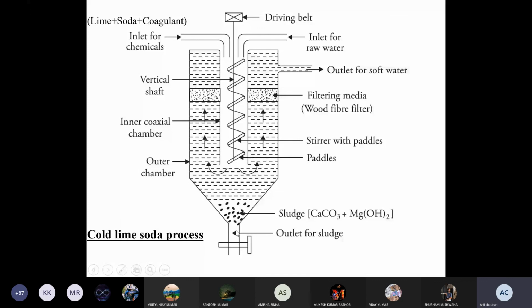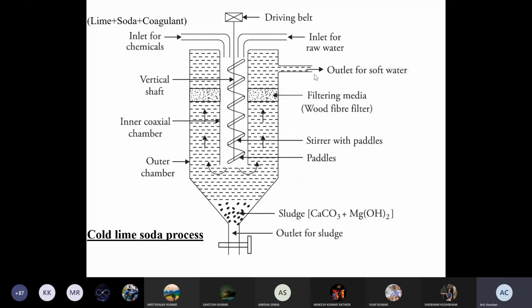Okay, then that soft water flows out of the tank with the help of the outlet for soft water. There is a filtering media fitted in that tank, so that you can avoid any type of residues or precipitate flowing out of that outlet. Okay, so this is the whole working of the cold lime soda process.